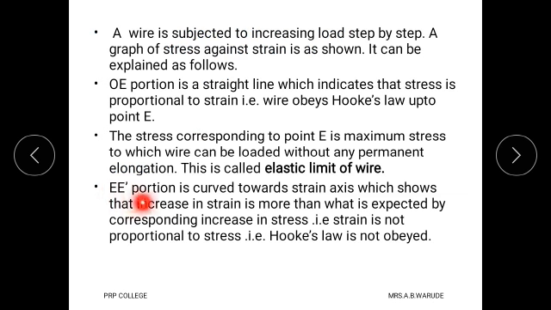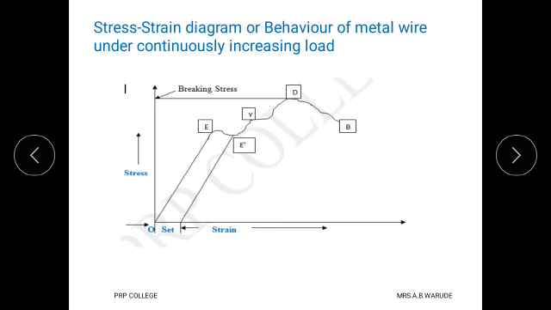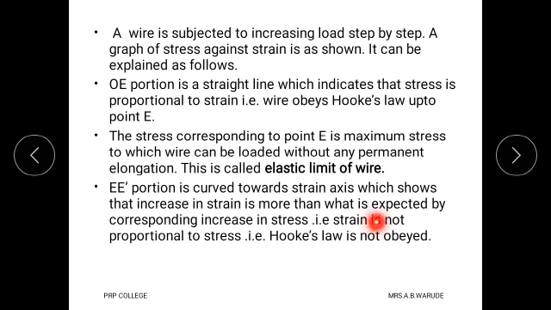But after that it is observed that the E dash portion is a curve towards the strain axis, which shows that the increase in strain is more than what is expected from the corresponding increase in stress. Here, this is E to E dash, and it is parallel to the strain axis, and from that it is observed that stress is not directly proportional to strain, that means Hooke's law is not obeyed.